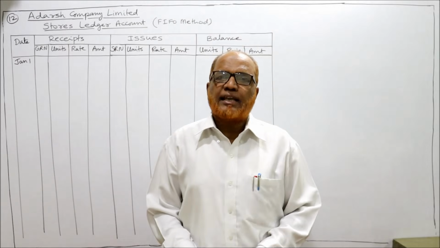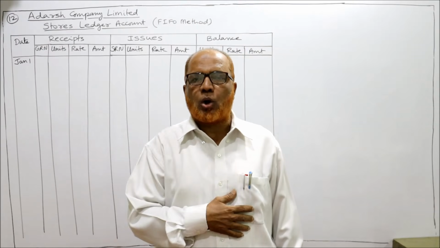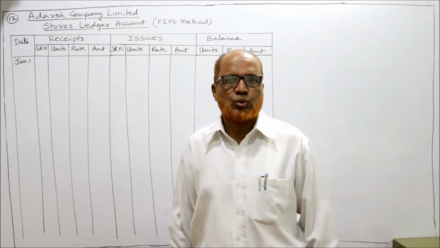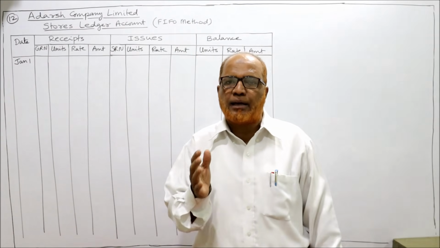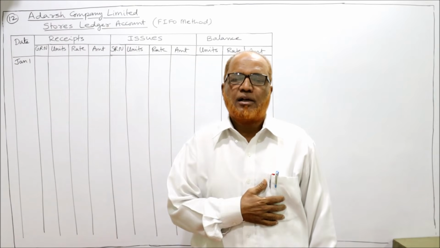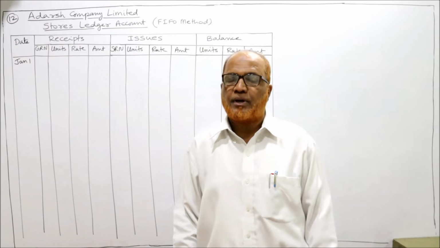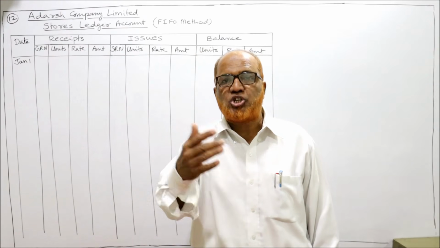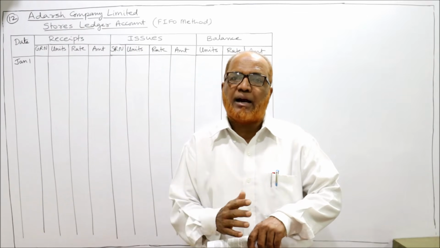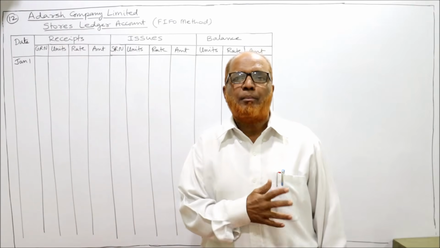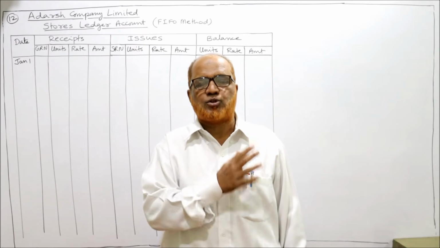Hello students, now we'll start the next problem, that is problem number 12. From here onwards, we have the problems on pricing the material issues. Pricing the material issues means materials are purchased at different time periods at different prices. So the question is, when materials are issued from stores to production, at what price should the material be charged to the cost of production, because we have purchased the material at different points of time at different prices. So we have different methods of pricing the material issues like Fifo method, Lifo method, average method.